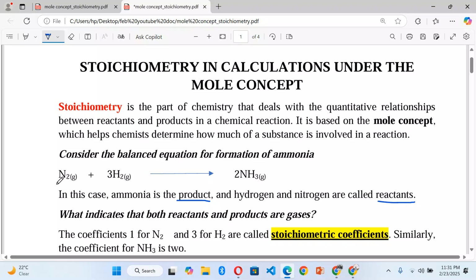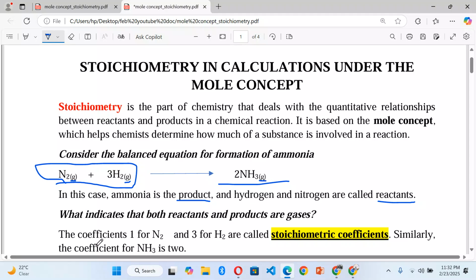Reactants are those substances we find on the left hand side, like nitrogen and hydrogen, while on the product side we have ammonia gas. The question is, what indicates that both reactants and products are gases? We can see these state subscripts, where we have a G here, a G here, and a G here, showing that nitrogen is in gaseous state, hydrogen is in gaseous state, and ammonia is also in gaseous state.